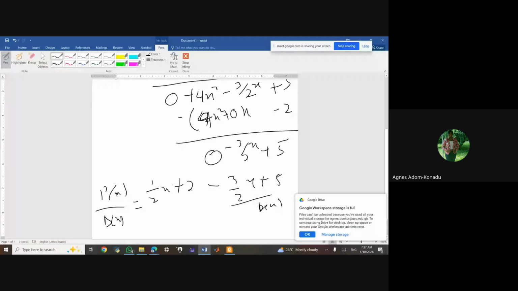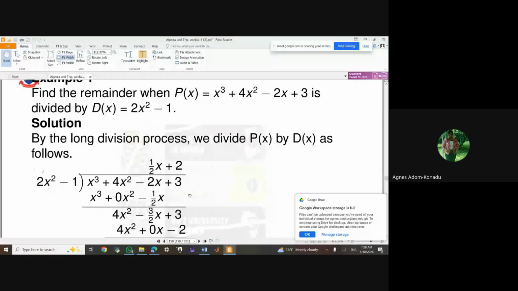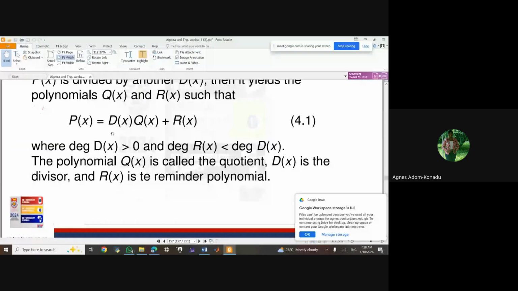So if I want to write it in another form, then I can write it as p of x is equal to 1 over 2x plus 2 in a bracket, then times my divisor, which is 2x squared minus 1, all minus 3 on 2x plus 5. We were told that we can write the function as the divisor times the quotient plus the remainder.